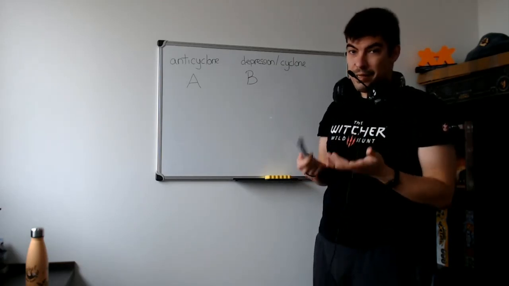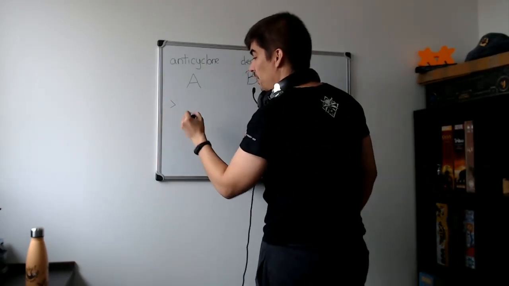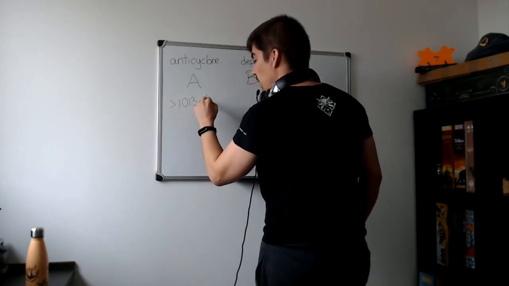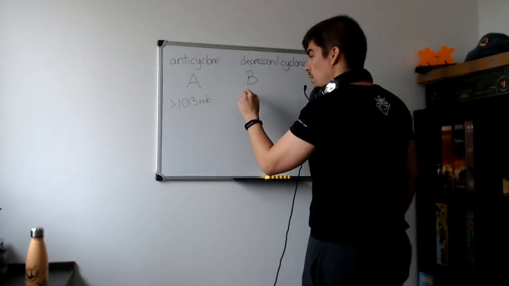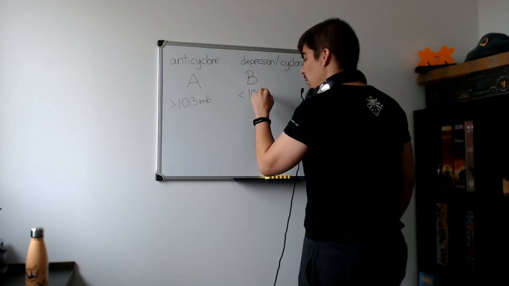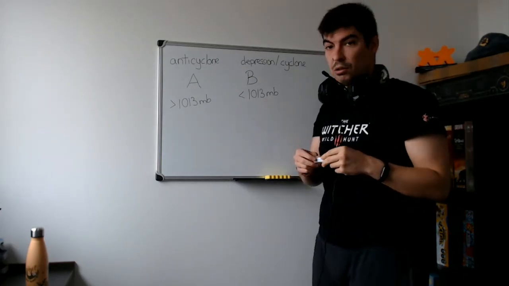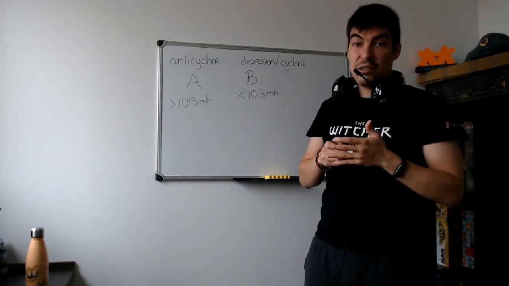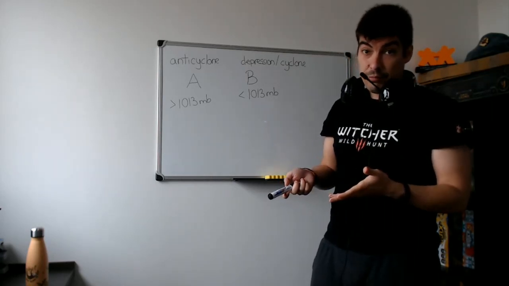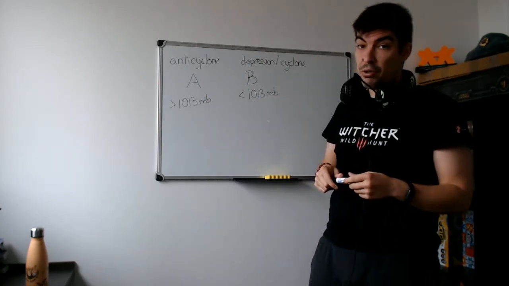What is a high atmospheric pressure? When the atmospheric pressure value is higher than 1013 millibars. Of course, a depression means that the atmospheric pressure in this area is below 1013 millibars. Why this number? Because 1013 is the average state of the pressure, the normal state of the pressure at sea level. So if it is higher, it's a high pressure area. If it is lower, it's a low pressure area.